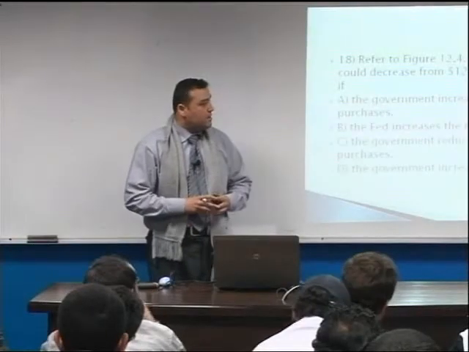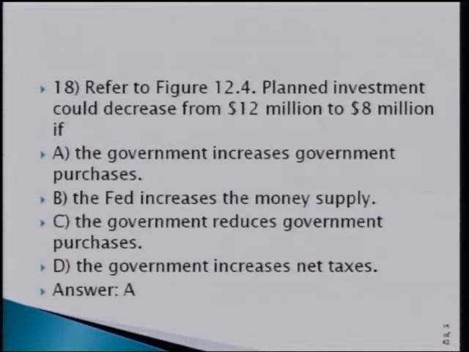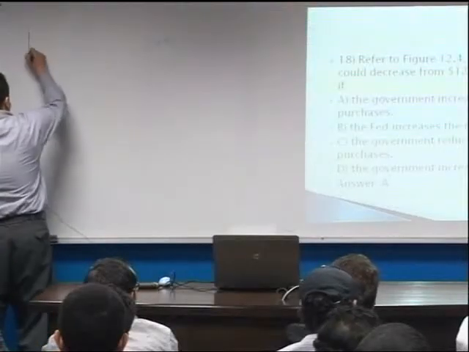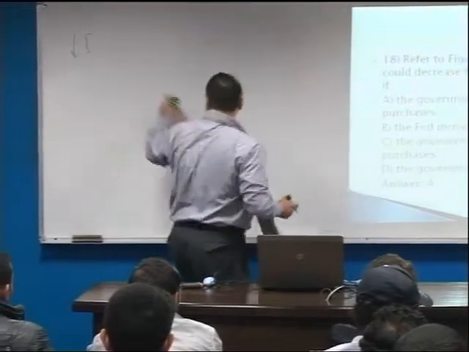Refer to figure 12.4. The planned investment could decrease from $12 to $8 million if what? So there is a decrease in I. Okay? What are the main reasons for decreasing I?